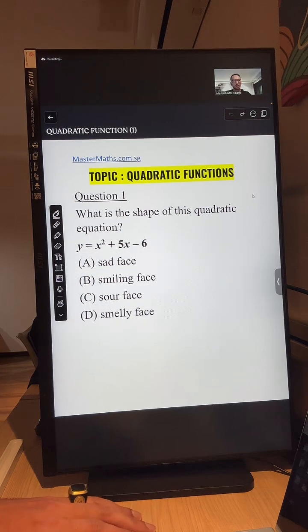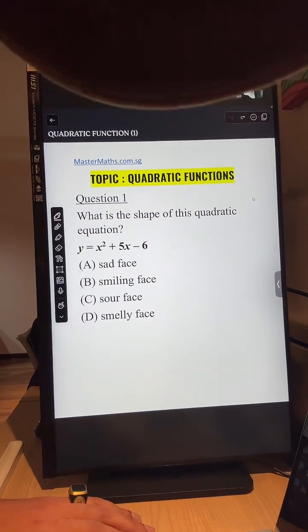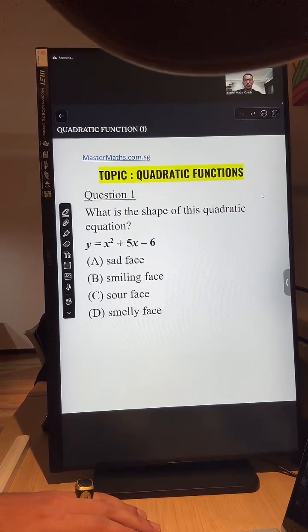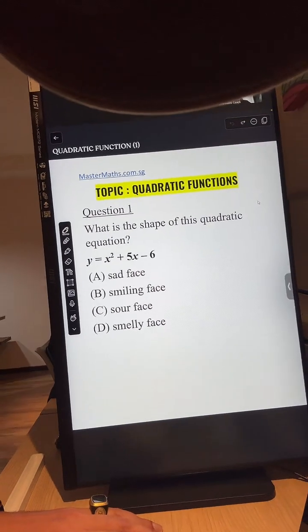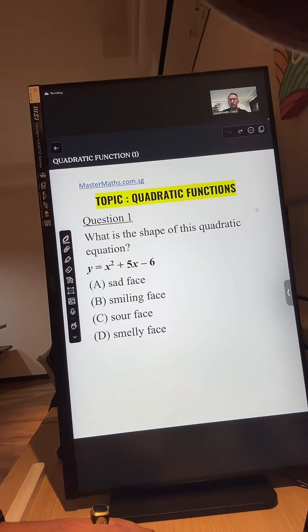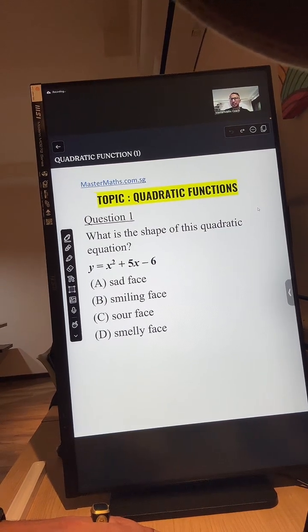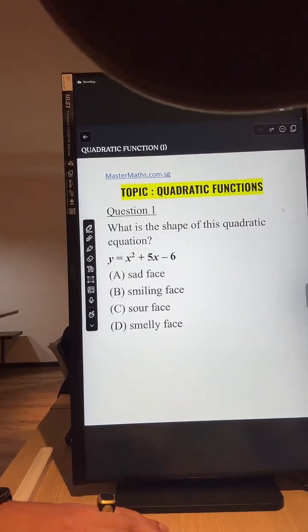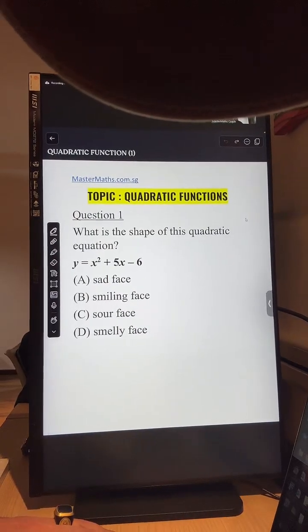Now, what exactly are quadratic functions? Maybe we'll just wait a few more seconds to get some answers from those joining us on TikTok and Instagram. What do you all know? What's the defining feature of quadratic functions? Maybe you guys can leave a comment if you know what the defining feature of quadratic functions is.